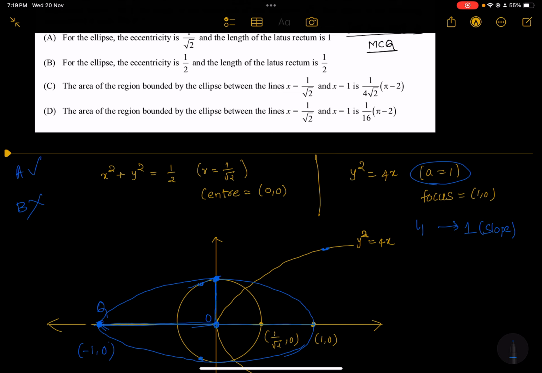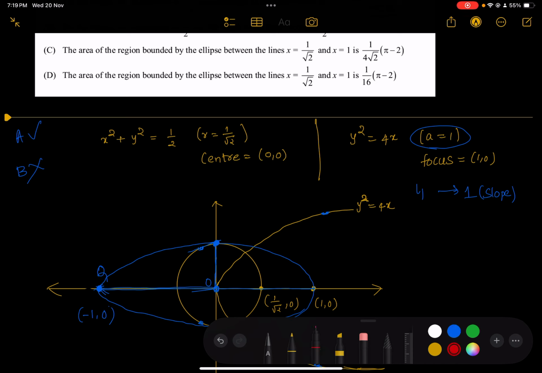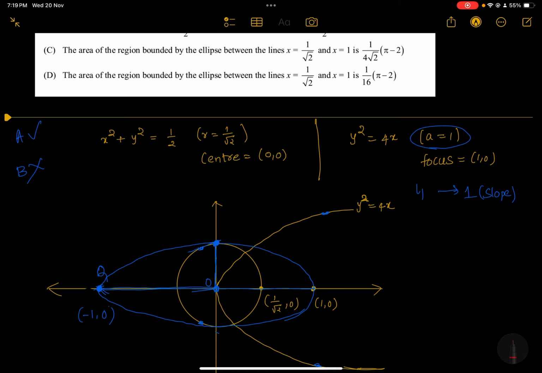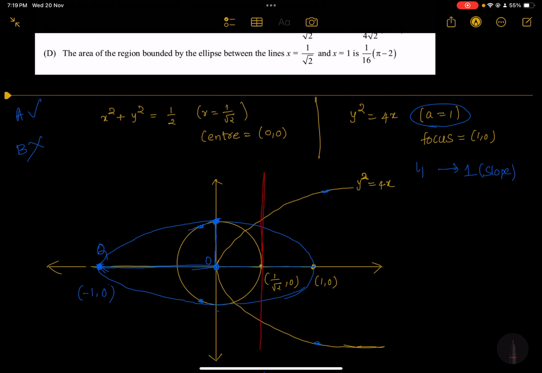The area of the region bound by the ellipse between the lines x is equal to 1 by root 2 and x is equal to 1. So let us draw the lines. x is equal to 1 by root 2 is this line, because the radius is 1 by root 2. And x is equal to 1 is this line. Correct? So now we have to find this area.